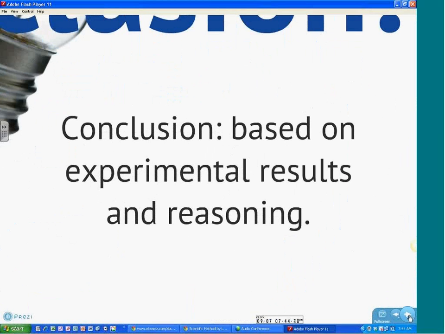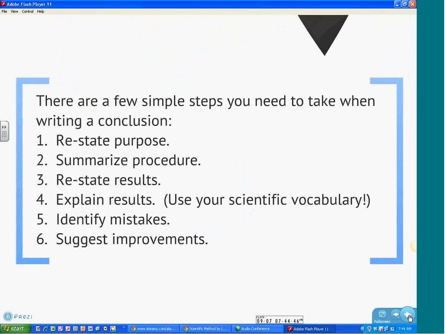So it has to be based on your results and what you think those results mean. Results and reasoning is how that's called. And there's a few steps you need to take. So you make sure you restate your purpose of kind of what you were doing, summarize your procedures, you look at your results and you restate the numbers, any trends that you see throughout that.